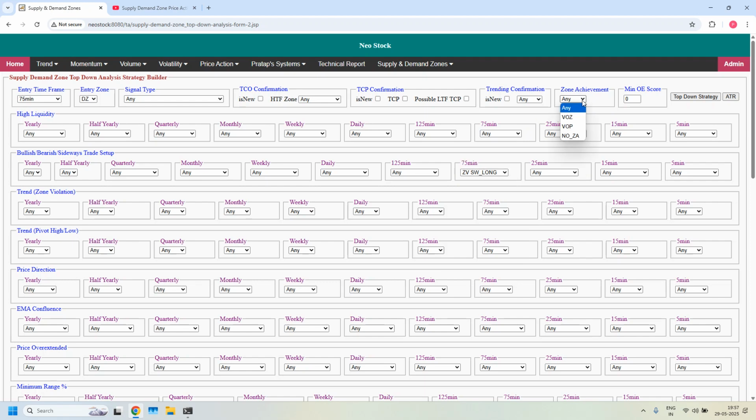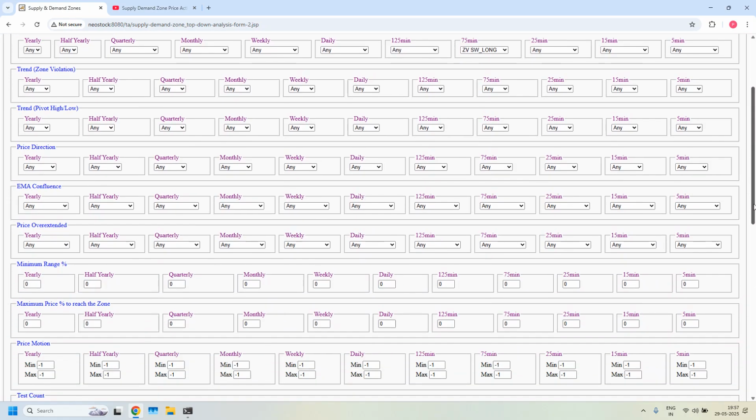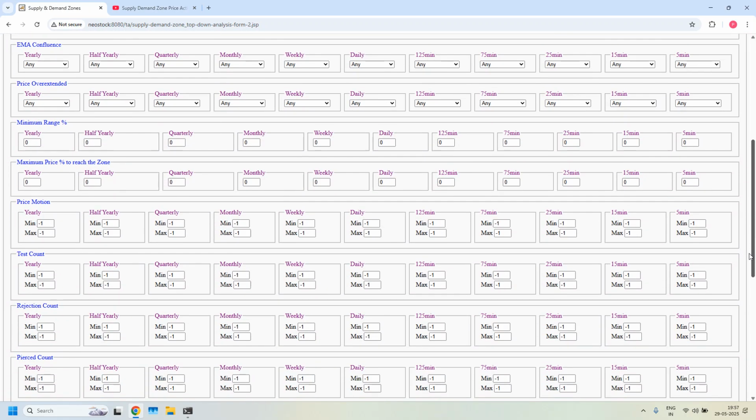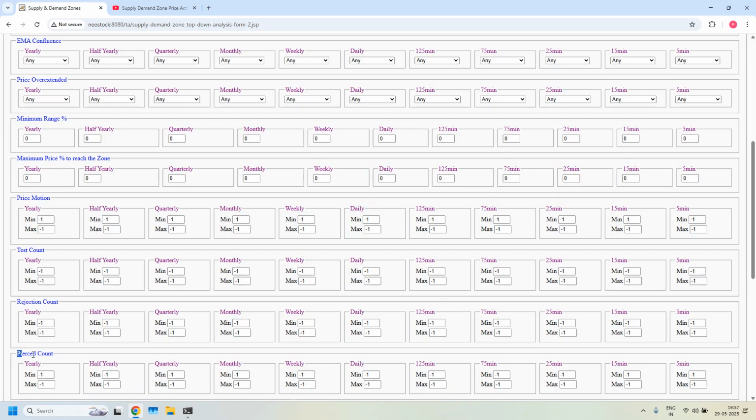Okay, 3 filters we have to set. First filter, zone achievement should be violated opposing zone. Second filter, minimum odd and enhance score should be 11. Now we are adding third filter also, that is 75 minutes demand zone should not be pierced. So that's why here we have a parameter pierced count.